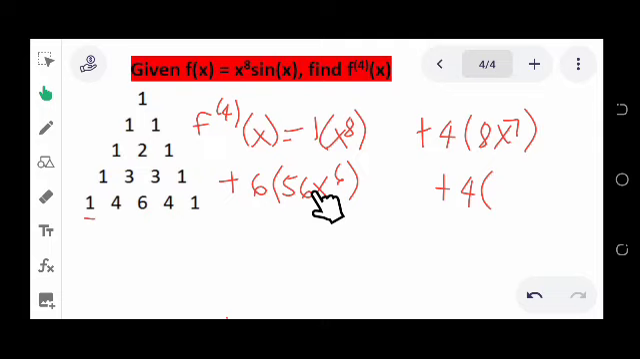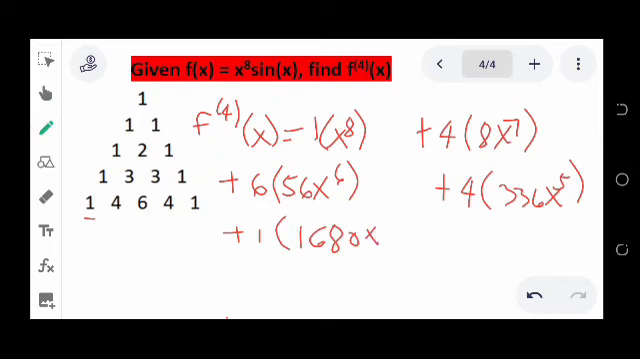That's going to give us 336. So this will be 336x to the 5th. And lastly, you have 1 times derivative of 336x to the 5th. That gives us 1680x to the 4th. Now, this is for the x to the 8th.